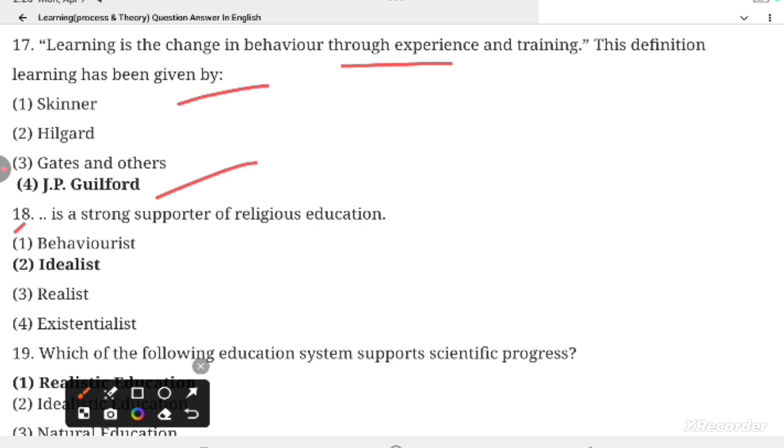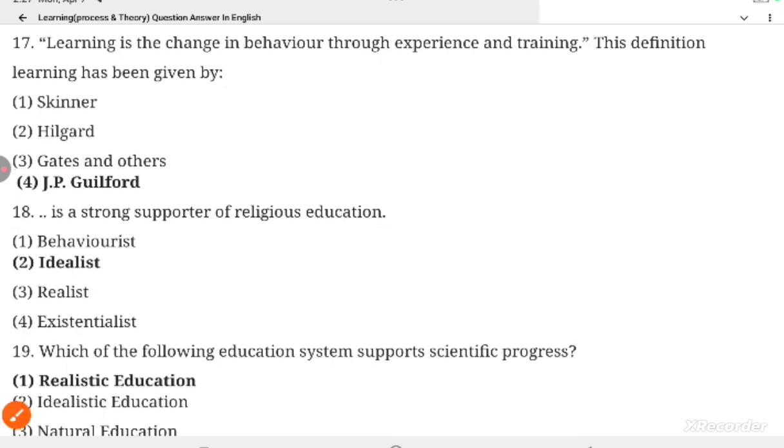Question 18. Dash is a strong supporter of religious education. Options: idealist, realistic, existentialist. And the correct option is idealist. Idealist is a strong supporter of religious education.